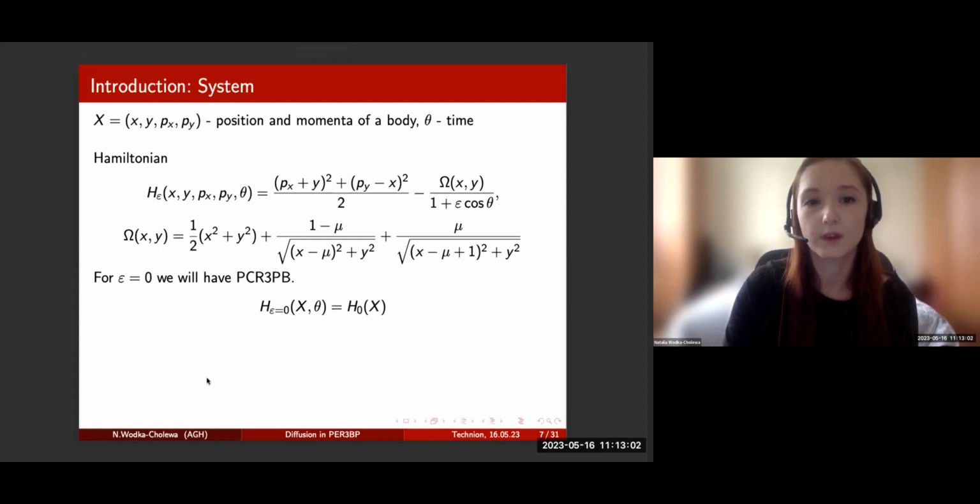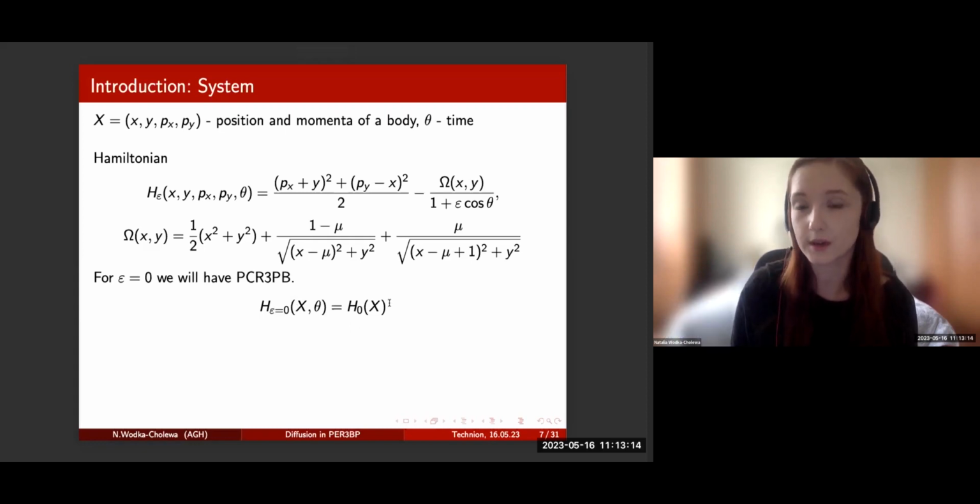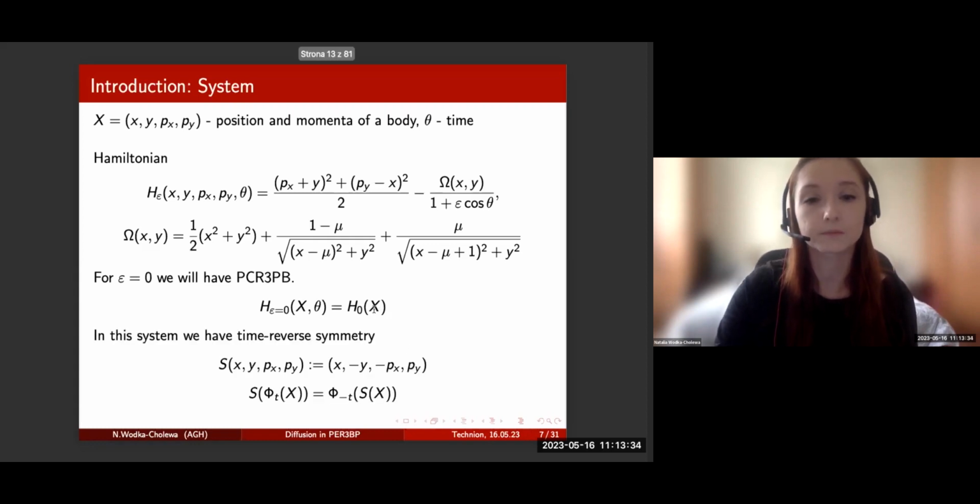So if I say that for epsilon 0, our Hamiltonian will be a Hamiltonian for the unperturbed system. So I will say it's H0 of x, and it does not depend on time. You see that if epsilon is 0, there is no time explicitly in the Hamiltonian, so it's autonomous. So it's fine. So we know that there is no time, and we can write x only.